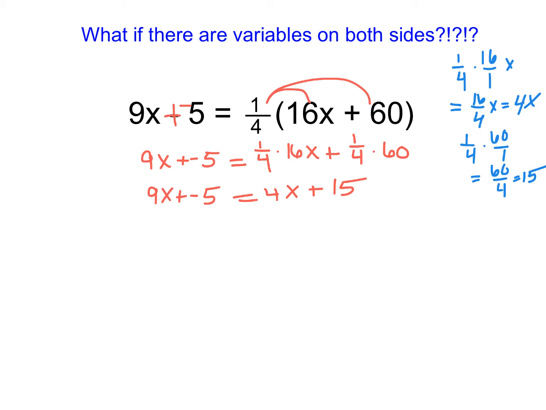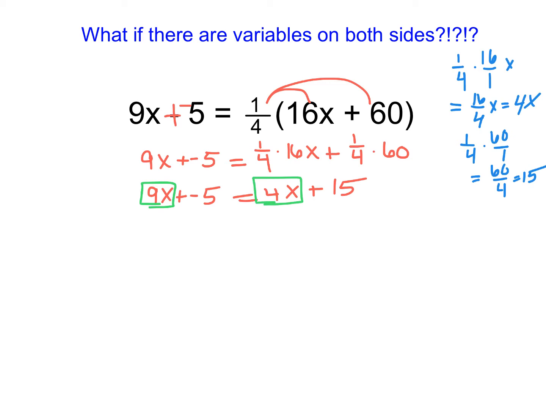So what I need to do instead is I need to start rewriting my equation so that I can get all of the x's together, because the only way to solve for a value for x is if I have one single x left at the end of my solving. So what I notice here is that I have a 9x on the left-hand side and a 4x on the right-hand side, and it would be really nice if I could combine them together.